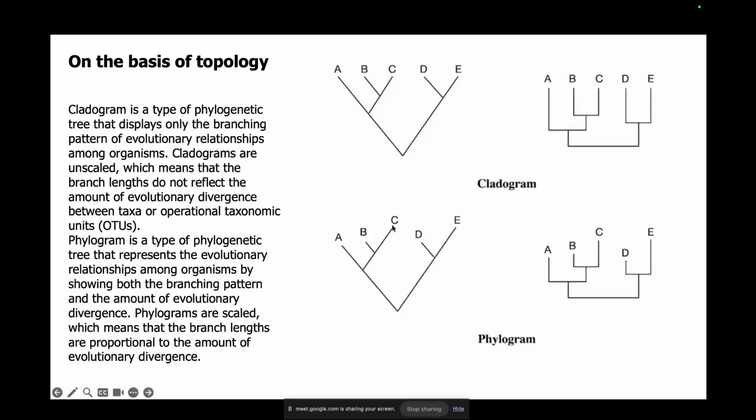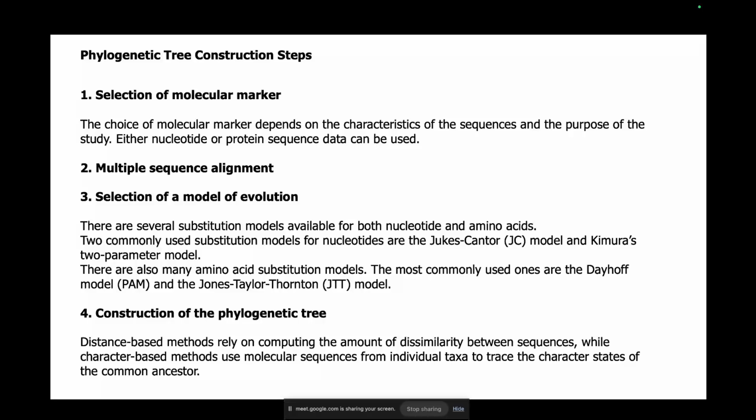So this scaling will tell you, in terms of just a qualitative measure, how much divergence there is relative to other divergences. So, for example, if you're comparing A and C versus D and E, which is higher and which is lower, it can tell you because the branch lengths are scaled based on the evolutionary divergence, right? Okay, now how do you construct this tree?